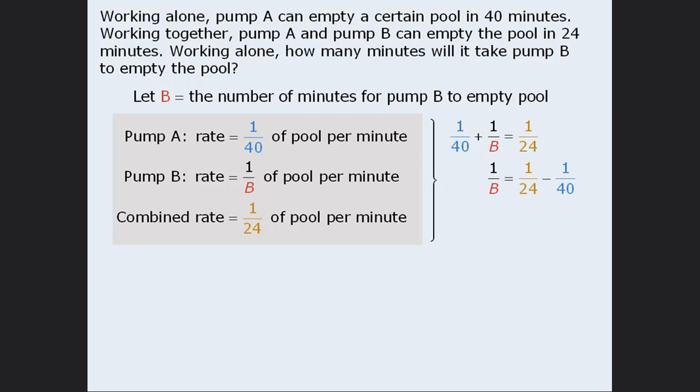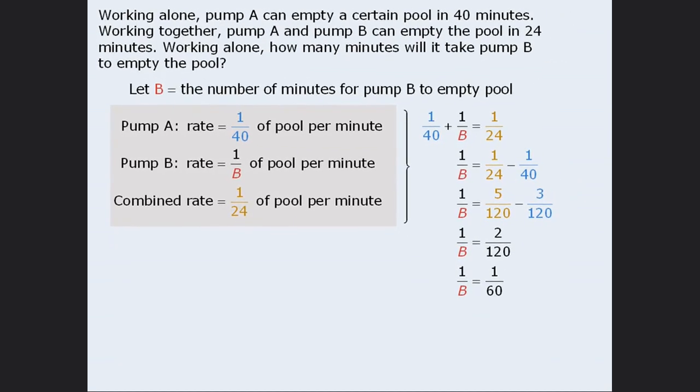First, we can isolate B by subtracting 1/40th from both sides. Then we can rewrite these fractions with common denominators and then subtract them. Once we simplify the fraction on the right-hand side, we could cross-multiply, or we could recognize that if 1 over B is equal to 1 over 60, then B must equal 60. So working alone, pump B can empty the pool in 60 minutes.